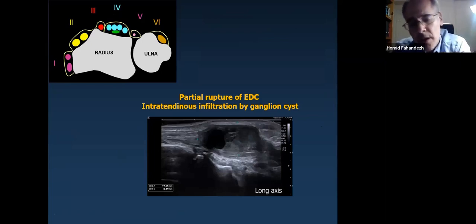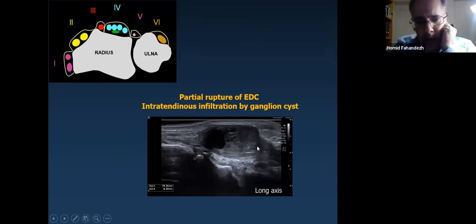Sometimes the patient comes to your office with a swelling in the dorsal aspect of the wrist. It seems to be a ganglion cyst, and what you find is a ganglion cyst infiltration of the tendons. Here you can see the proximal aspect of the tendon, the ganglion cyst, and a very fibrotic area in the tendon. The question is, is it working? Is it working, the tendon?